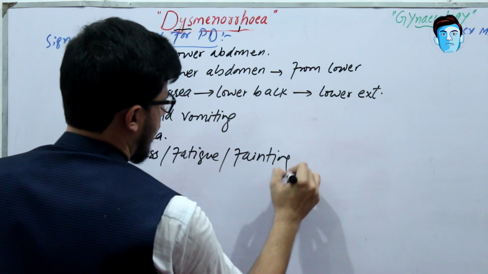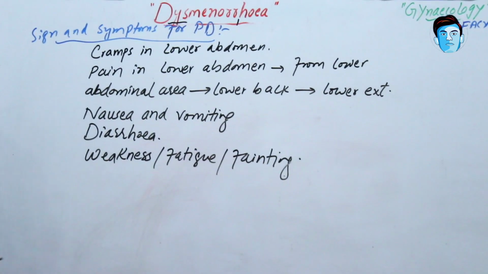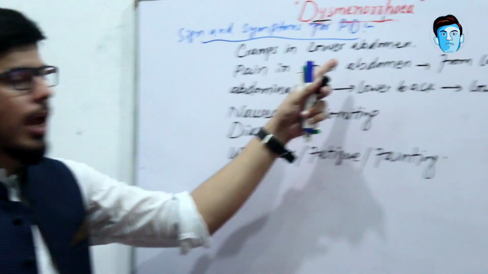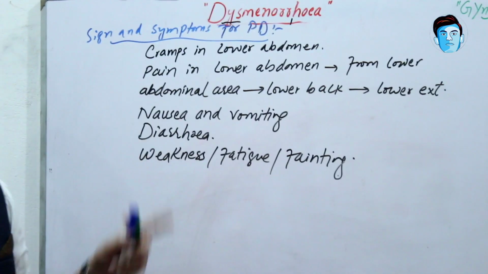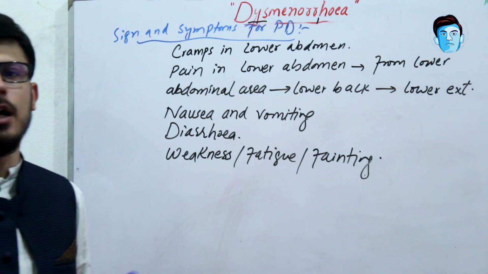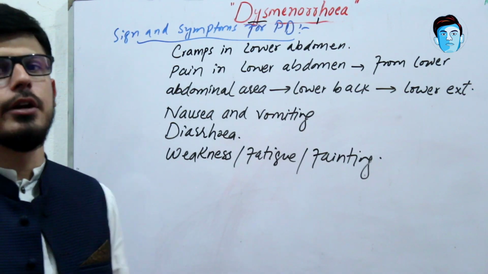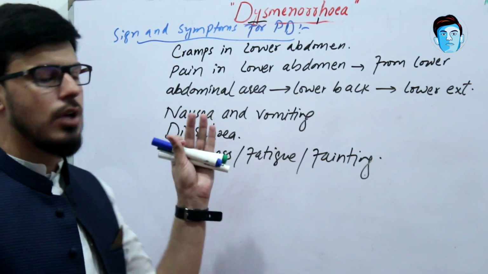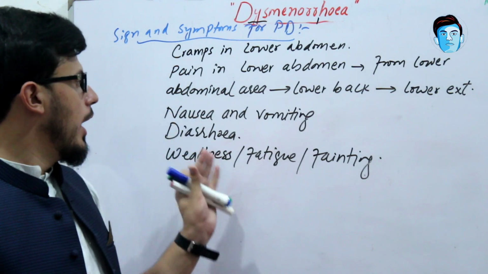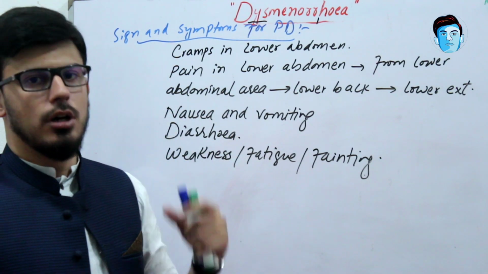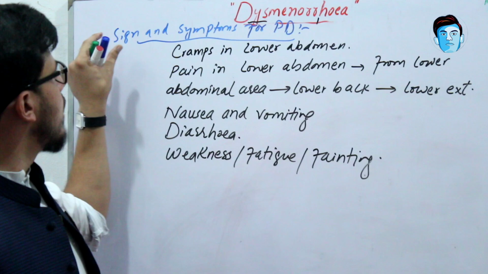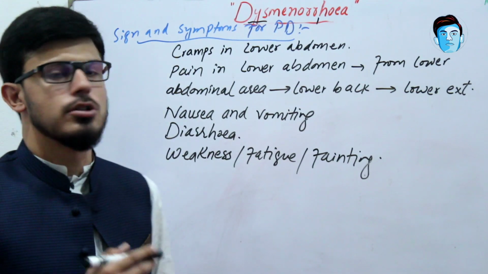So what are the main signs and symptoms for primary dysmenorrhea? Cramps in the lower abdomen, and pain in the lower abdominal area. From the lower abdominal area, the pain is radiated to the lower back, and then it involves the lower extremities. There is nausea, vomiting, diarrhea, weakness, and fainting. So those are the signs and symptoms for primary dysmenorrhea.